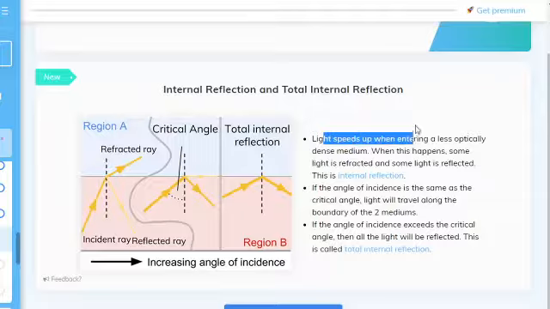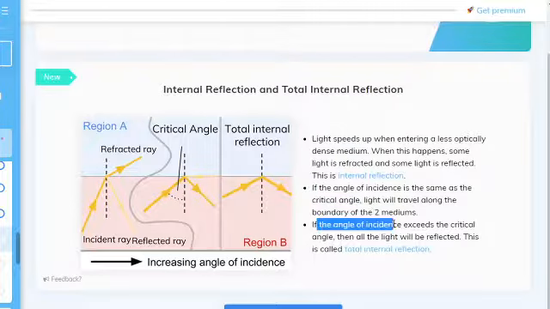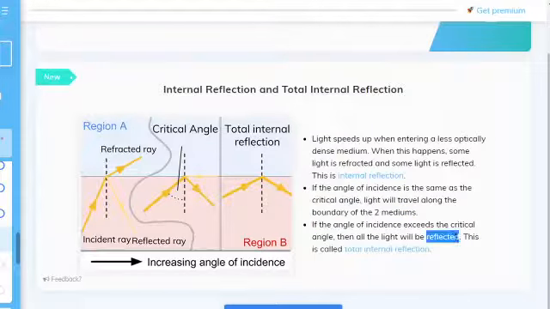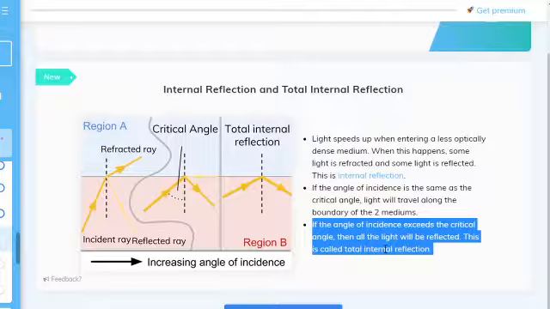Light speeds up when entering a less optically dense medium. When this happens, some of the light is refracted and some light is reflected. This is called internal reflection. If the angle of incidence is the same as the critical angle, light will travel along the boundary between the two mediums. If the angle of incidence exceeds the critical angle, then all light will be reflected. This is called total internal reflection. Okay.